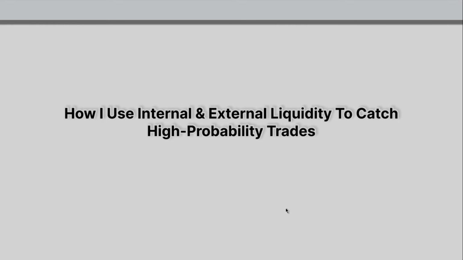So in today's video, we'll be discussing the relationship between external and internal range liquidity, how I use them in my day-to-day trading, and I will also walk you through some trade examples I took using this model. So let's get into it.